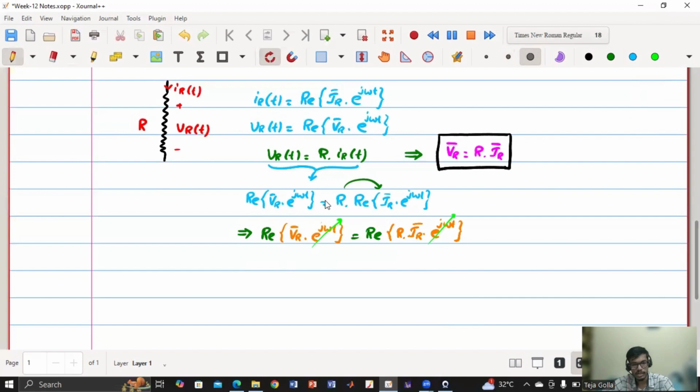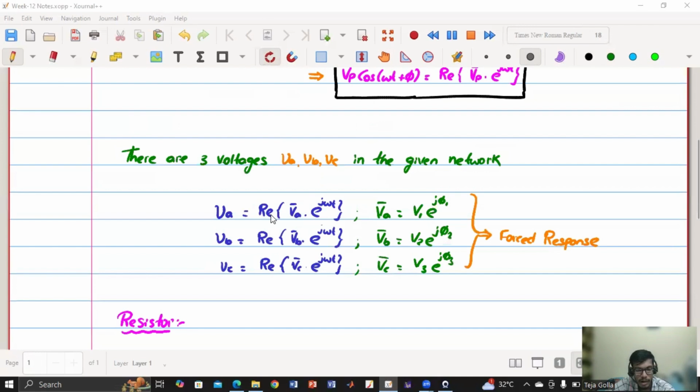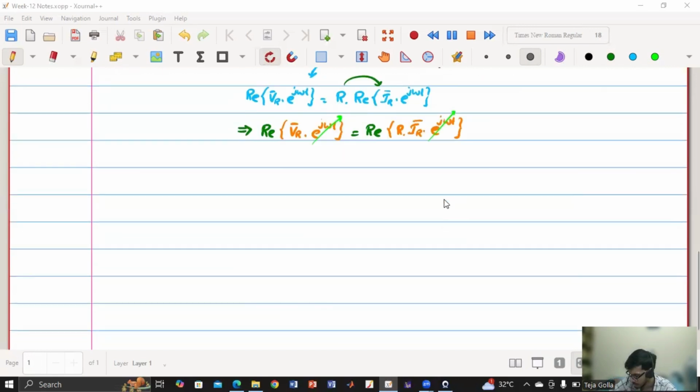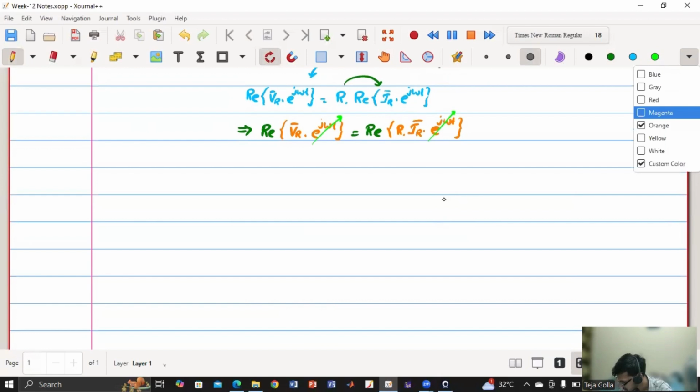Now is this clear? So basically in this entire process of finding the forced response, we'll write everything in terms of phasor. So we'll write VR bar, IR bar, VC bar, IC bar, everything. We'll simplify the circuit and solve the circuit in phasor. And when writing the final expression, we'll take the real part of phasor into e to the power j omega t. So for resistor, it is the same: VR bar is R into IR bar. Now let us see how it comes for capacitor.